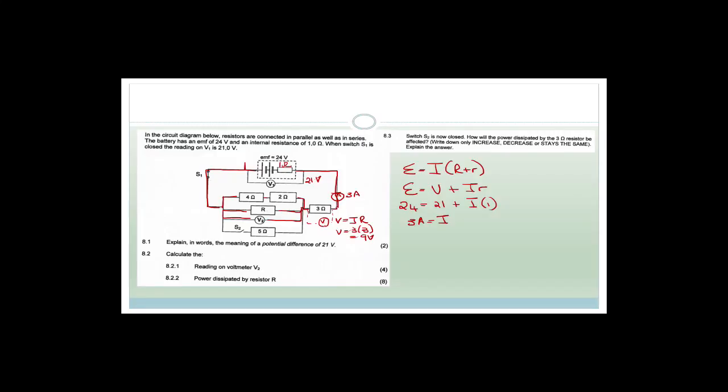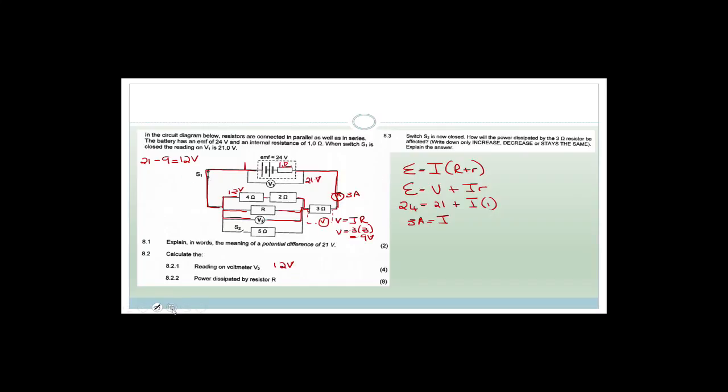So now that I know that this is 9 volts and the total voltage was 21, the voltage that has to be going across this lot is going to be 21 minus 9, which is 12 volts. So the reading on voltmeter V2 is 12 volts. Okay, going across there. Now they want the power dissipated by resistor R.